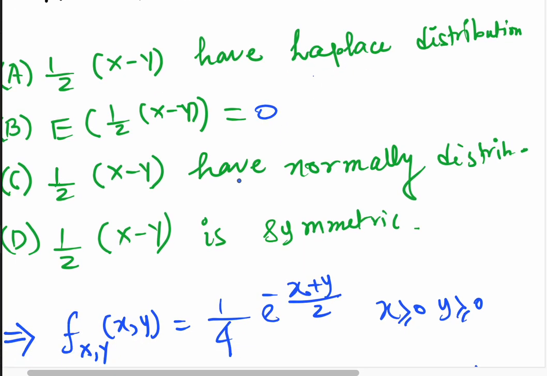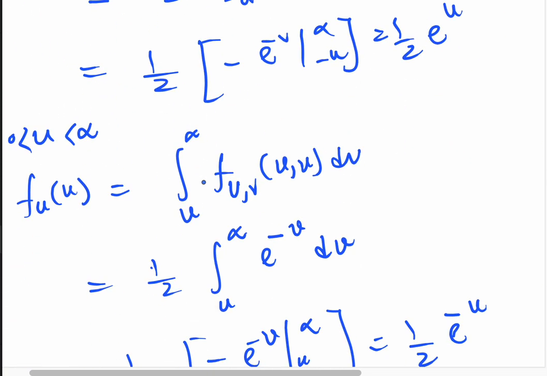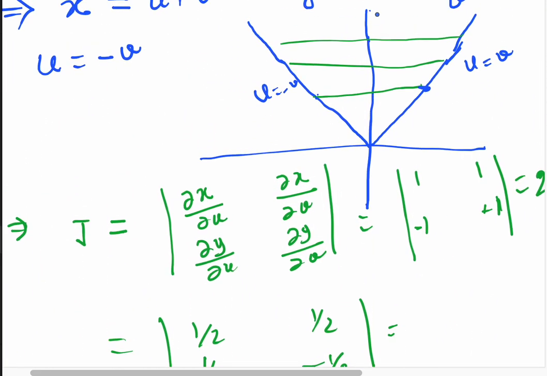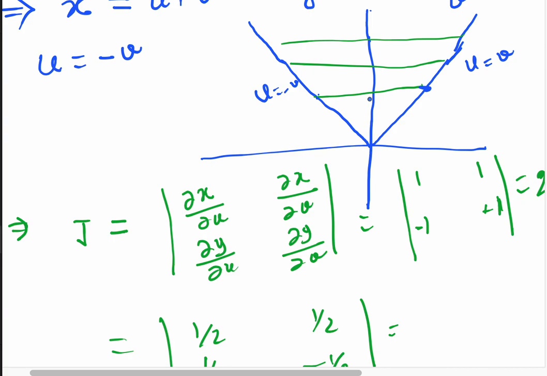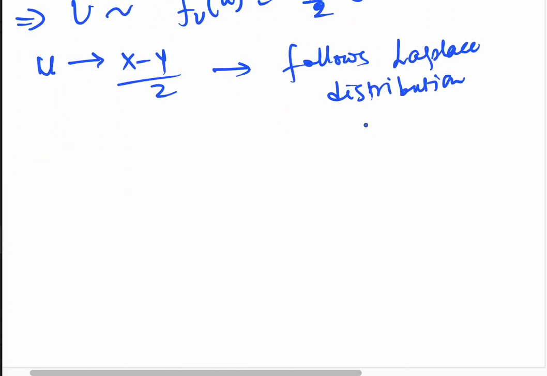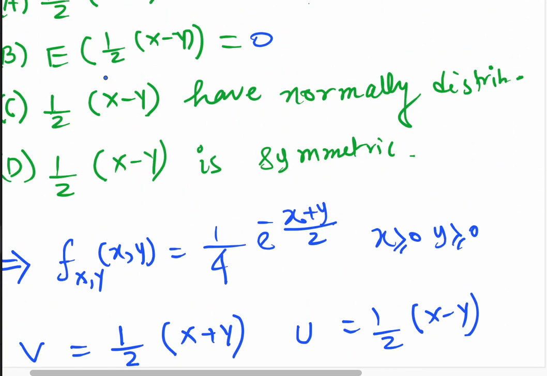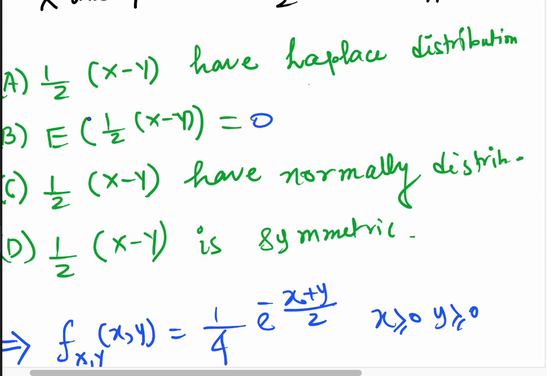This is 0, I think. And since the distribution is symmetric about x equal to 0, that means its mean is actually 0. So that means the expectation value of x minus y is 0. So that means B is correct.